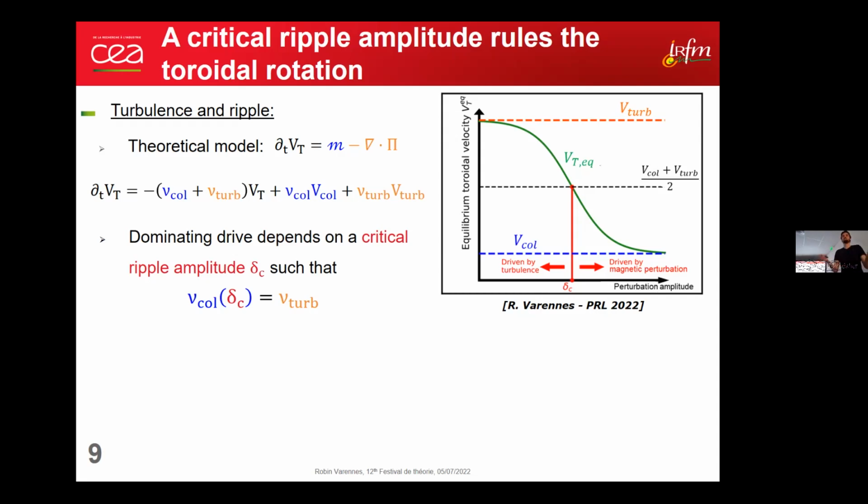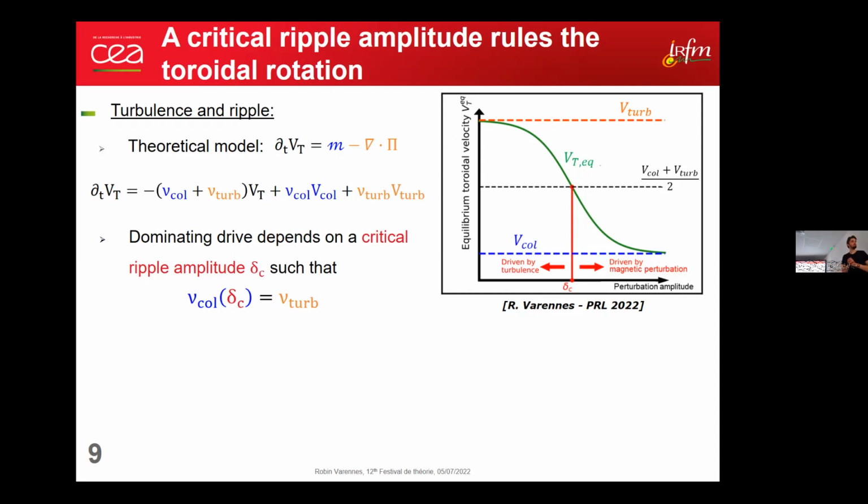And what is interesting with this value is that it only depends on the damping rates associated with the magnetic braking and the turbulent drive. So here you don't have your prediction for the finite velocity due to collision, or the same for turbulence.